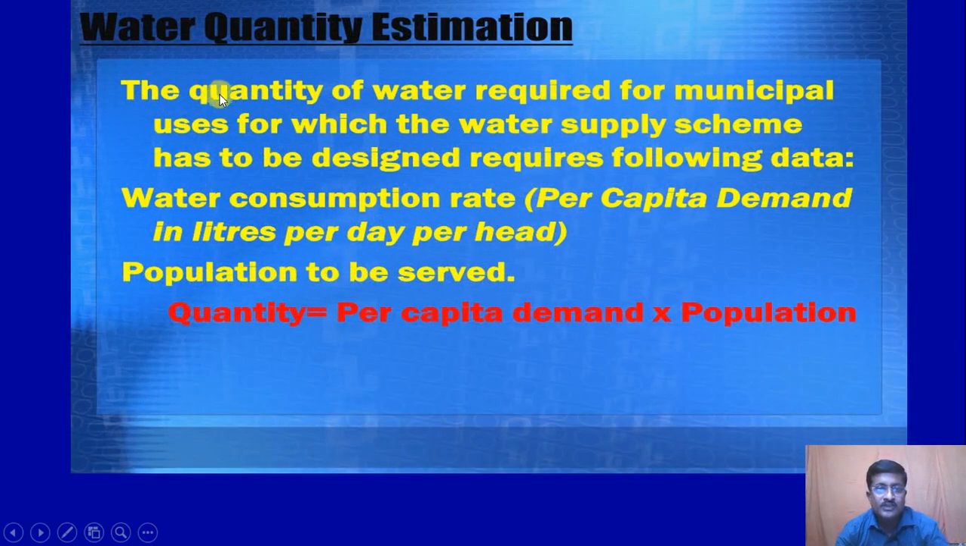Then we'll move to the next concept, water quantity estimation. The quantity of water required for municipal uses, for which the water supply scheme has to be designed, requires the following data: water consumption rate, per capita demand in liters per day per head, and population to be served. The quantity is equal to per capita demand into population. So that is the basic equation.